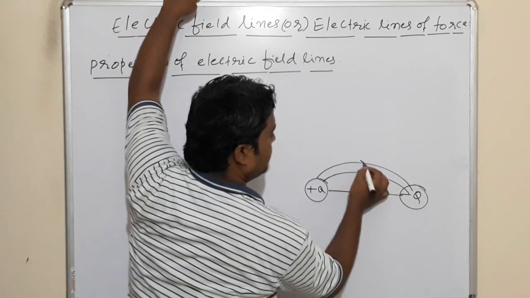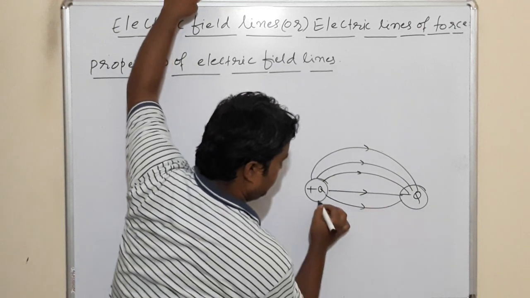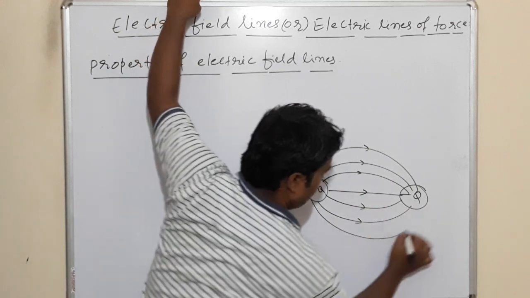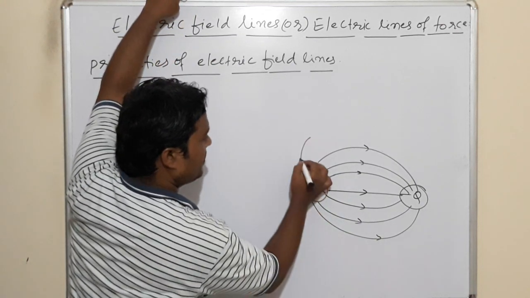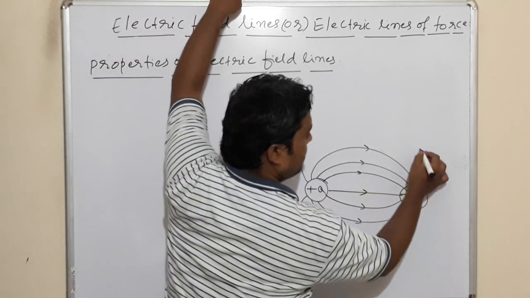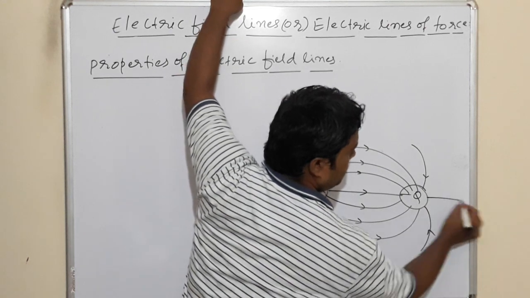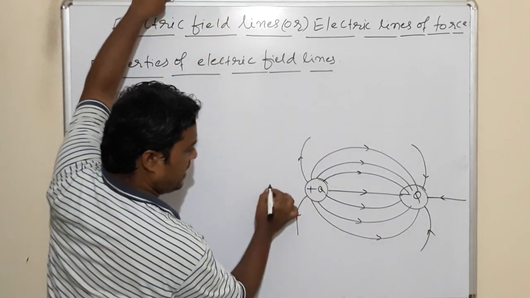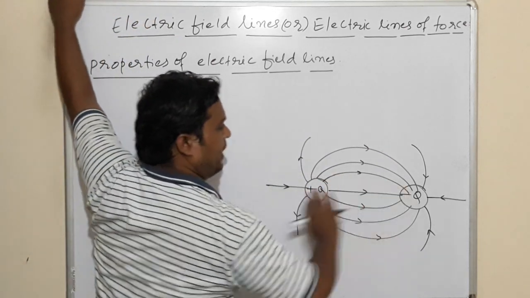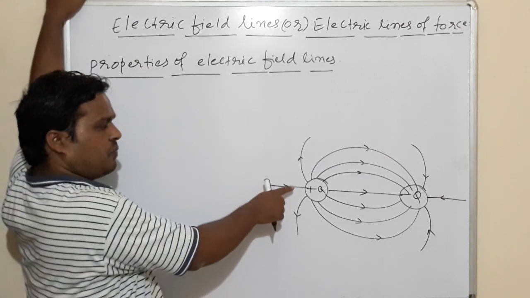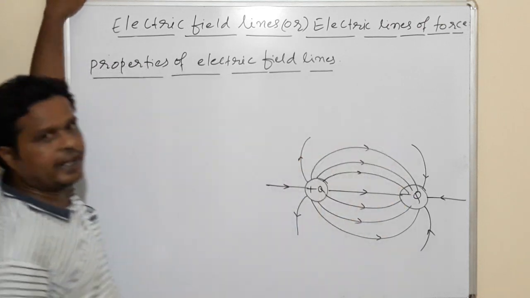It may move like this. It may move like this. That these may be curved paths. Okay? Away from the positive charge. If it is kept here, it will move like this. If it is kept here, it will move like this. That means if it is a system of positive and negative charge, then the electric field line will start from the positive charge and end at the negative charge.